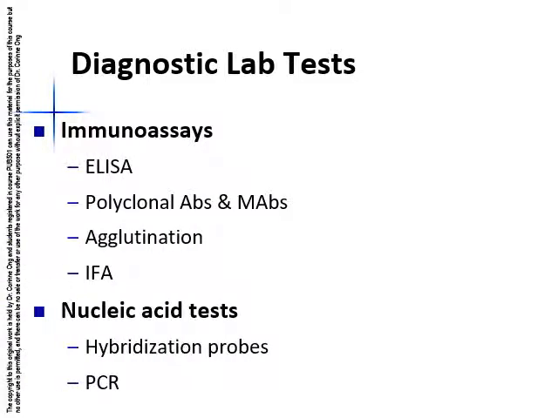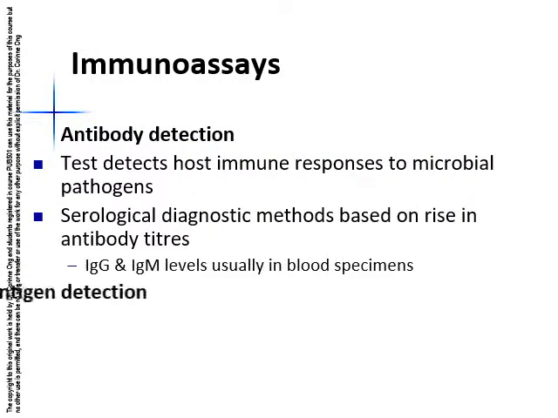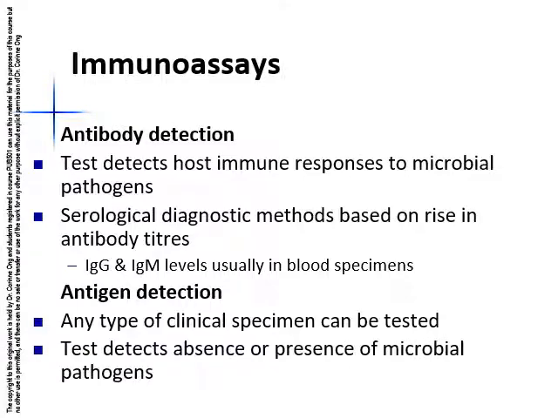The first are immunoassays, which are based on the antibody-antigen interactions that were discussed last week. And the second group are the nucleic acid tests, which use genetic variation to identify and differentiate various pathogens. Immunoassays can be designed to detect either antibodies or antigens.